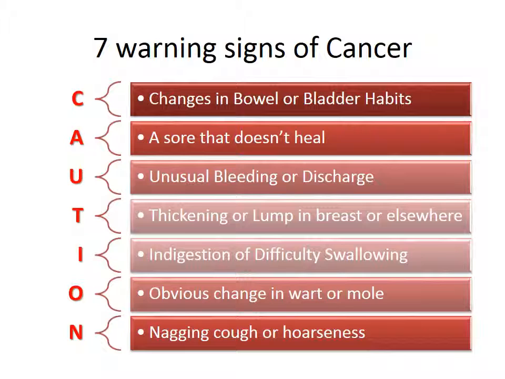There are 7 warning signs of cancer, and if you remember the mnemonic CAUTION, you'll understand the 7 signs. C stands for changes in bowel or bladder habits. A is a sore throat that doesn't heal. U, unusual bleeding or discharge. T, a thickening or lump in breast tissue or elsewhere. I, indigestion or difficulty swallowing. O, obvious change in wart or mole. And N, nagging cough or hoarseness.